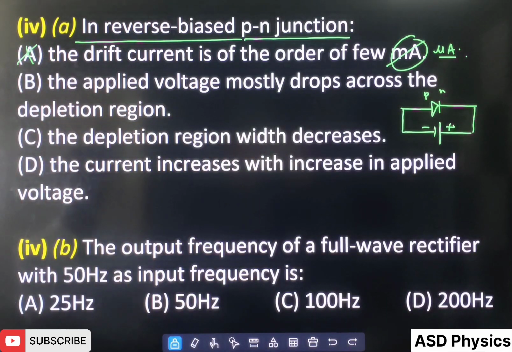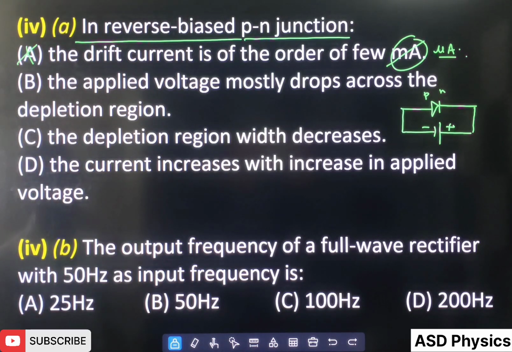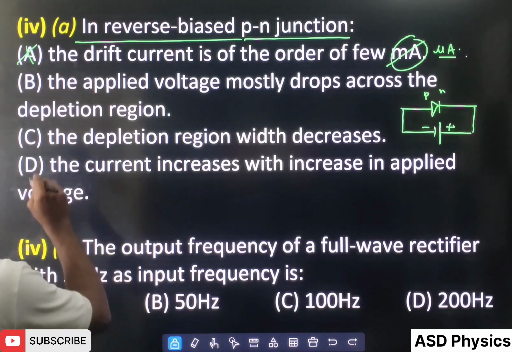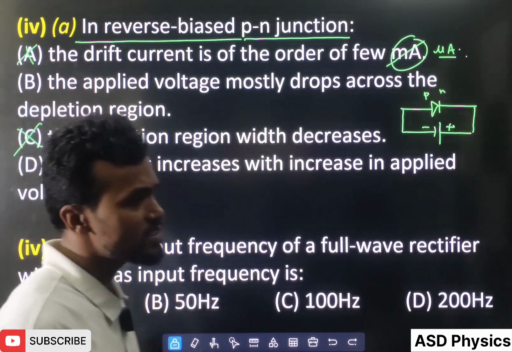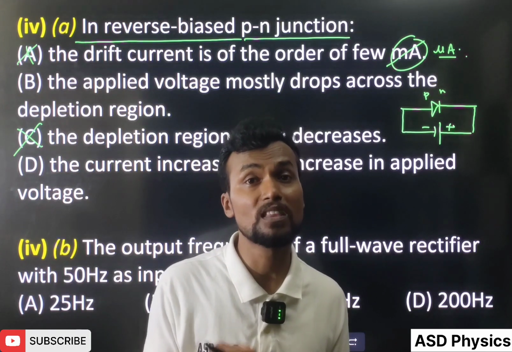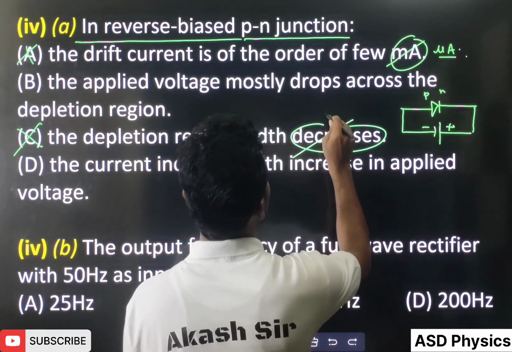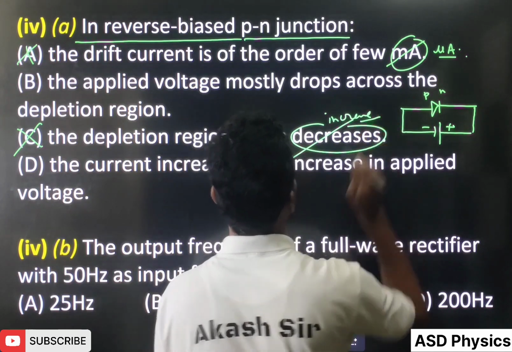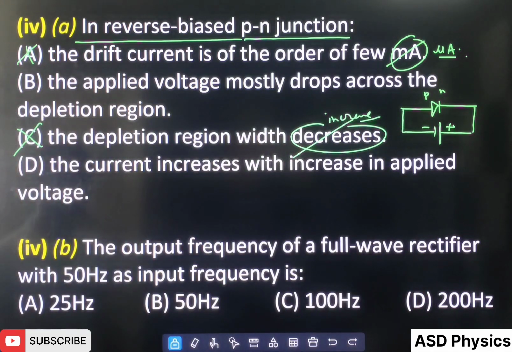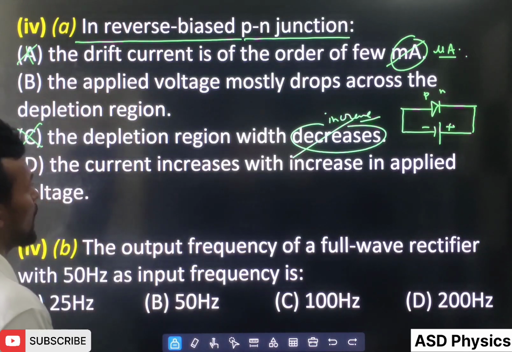Okay, next one, the applied voltage mostly drops across the depletion region. Okay. Third one, the depletion region width decreases. No, in a forward bias, the depletion region width will decrease, and in a reverse bias, depletion region width will increase. So instead of decrease, it should increase. Now, let's see D, the current increases with increase in applied voltage.